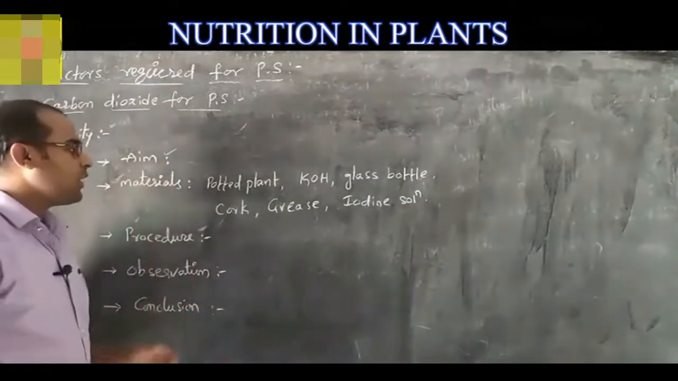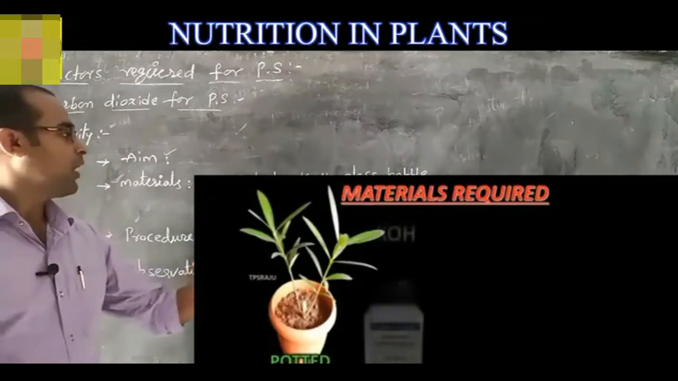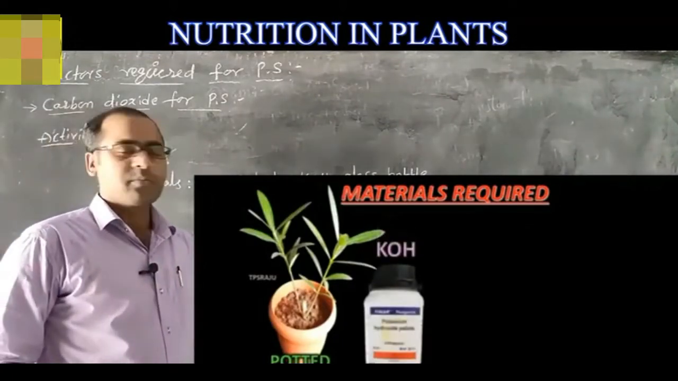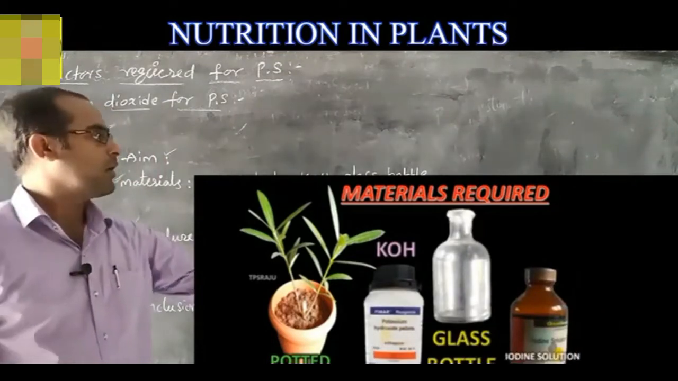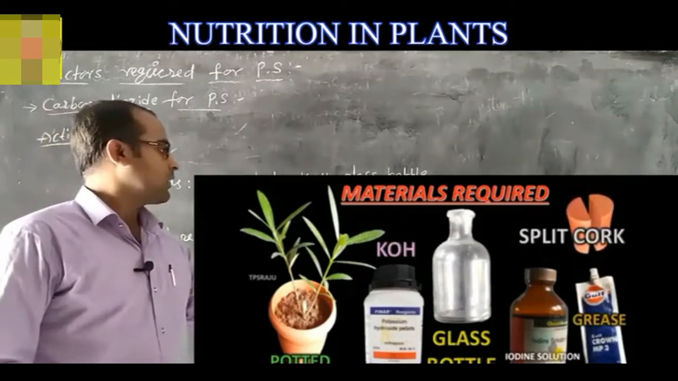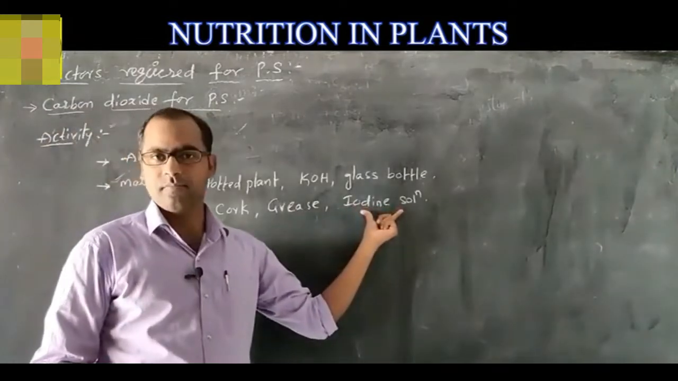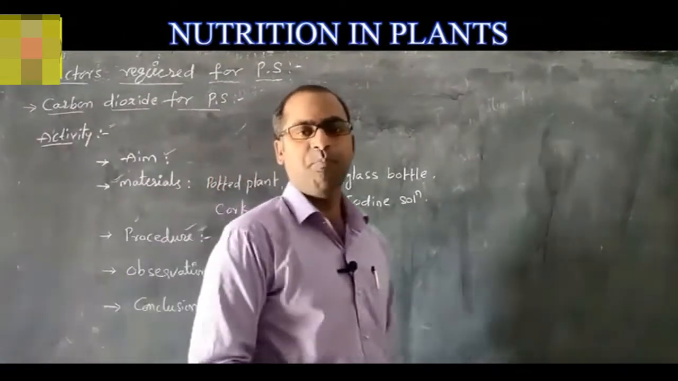Next, what are the materials required? We need a potted plant with long narrow leaves, potassium hydroxide solution or potassium hydroxide pellets, a glass bottle, a cork, a split cork, grease, and iodine solution. Okay, next, procedure. So what is the procedure we have to follow?